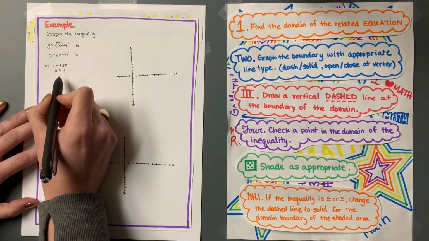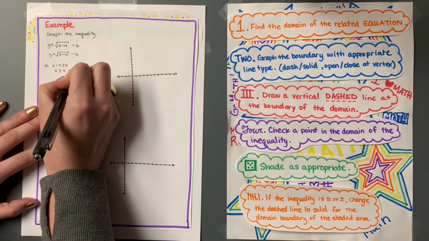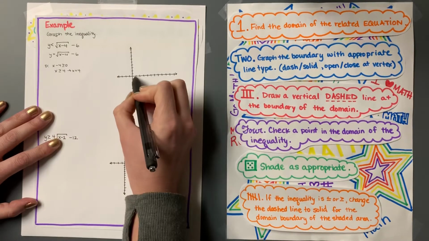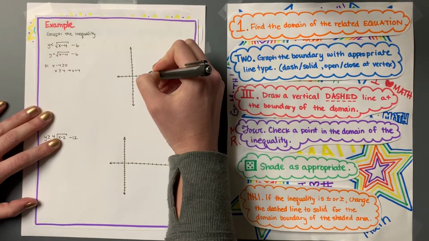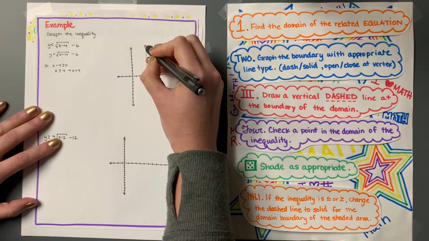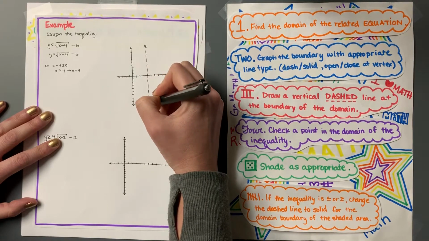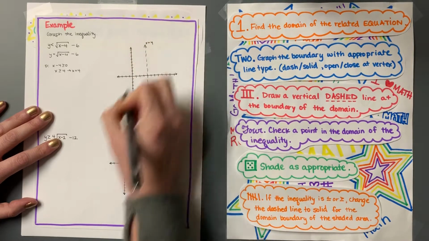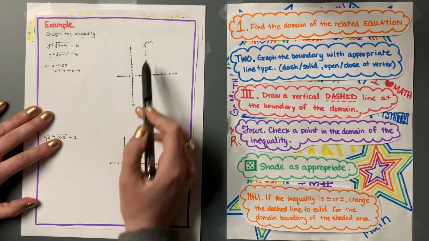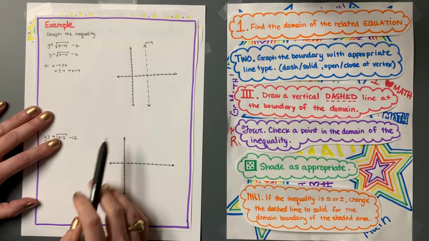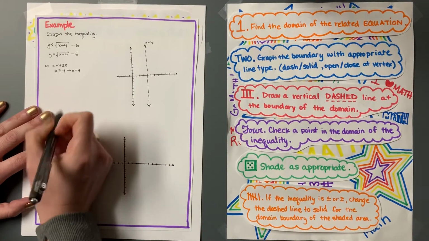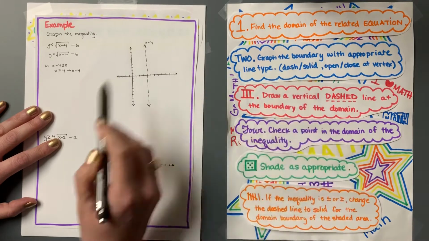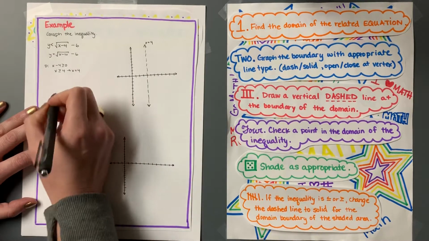So I'm going to come over here and graph a dashed line at x is equal to 4. So 1, 2, 3, 4. So now I will graph this. So now I have the dashed line, x is equal to 4. So now that I have that, I am going to graph the boundary with an appropriate line type.